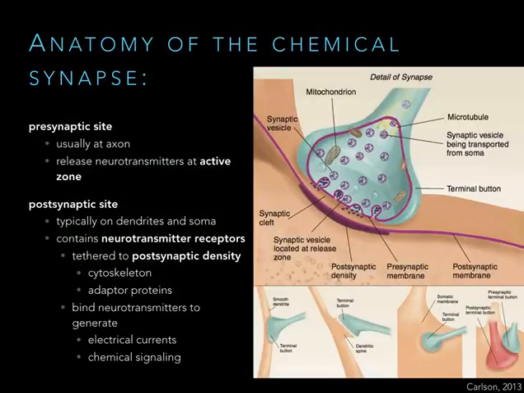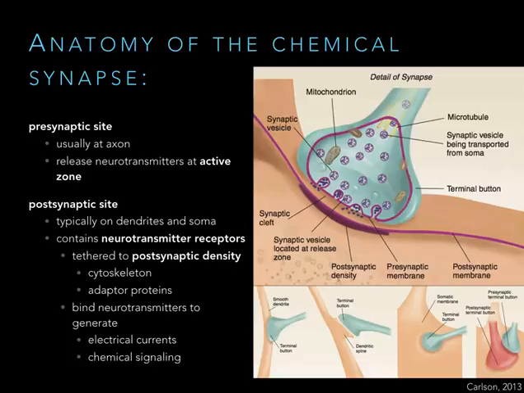So we have two sites that we need to think about. We're going to neglect our astrocytes and just focus on the neurons here. So we have our presynaptic site and we have our postsynaptic site. Pre means before, so this is the first part of the synapse. This is the axon, usually, where we have our neurotransmitters in their vesicles, and they're docked at what we call an active zone, and that's where we're going to release our neurotransmitter, only at the active site there.